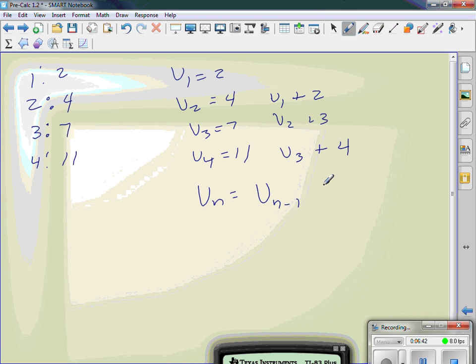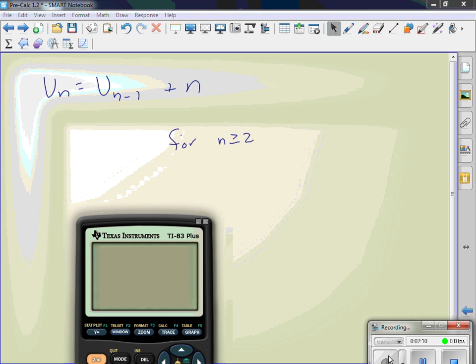U sub 4, I'm adding 4. U sub 3, I'm adding 3. U sub 10 is going to be adding 10. What is that? How can I put that in here? N. The equation is u sub n equals u sub n minus 1 plus n, again, for n greater than or equal to 2. Here's your equation. It's the one we created.